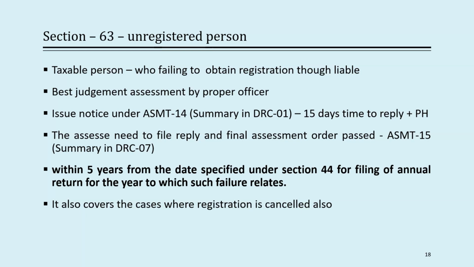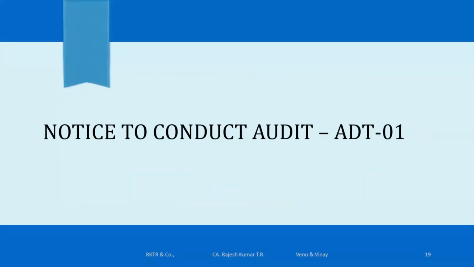This section doesn't cover only the person who was not registered. The person who is registered but whose registration is cancelled for any of the reasons will also come and sit under section 63. He may expect a notice under section 63. Even if the registration is cancelled, the person will be carrying on his business, which means he has to pay the taxes. So the officer can do the assessment under section 63 against such types of taxpayers. Okay, this is the assessment.